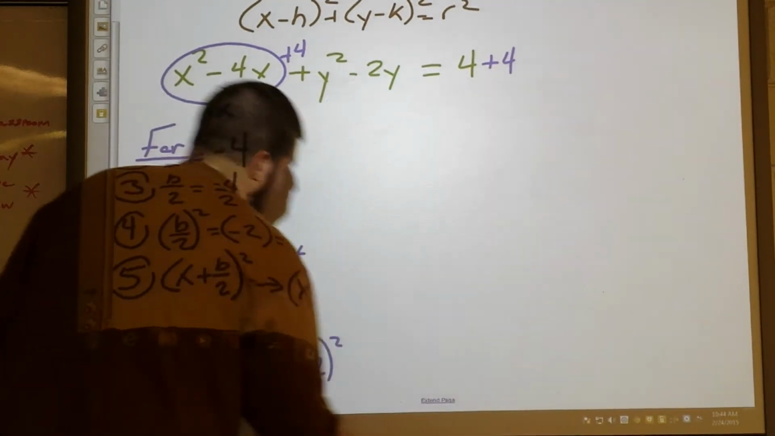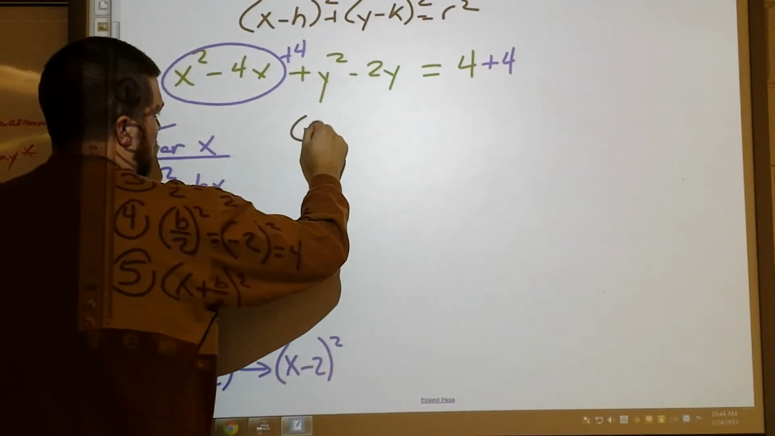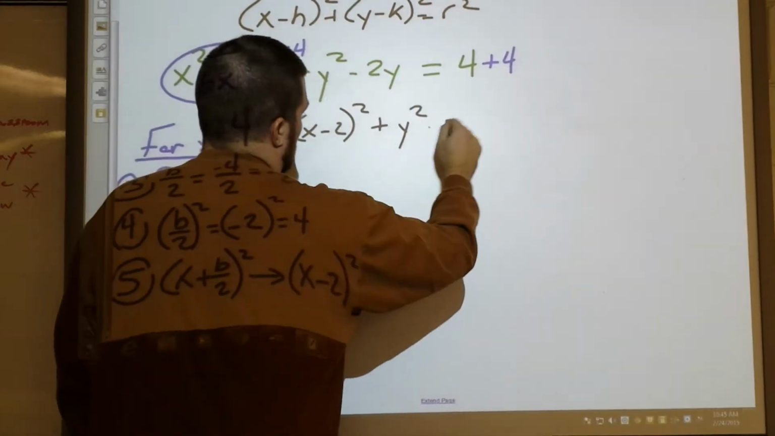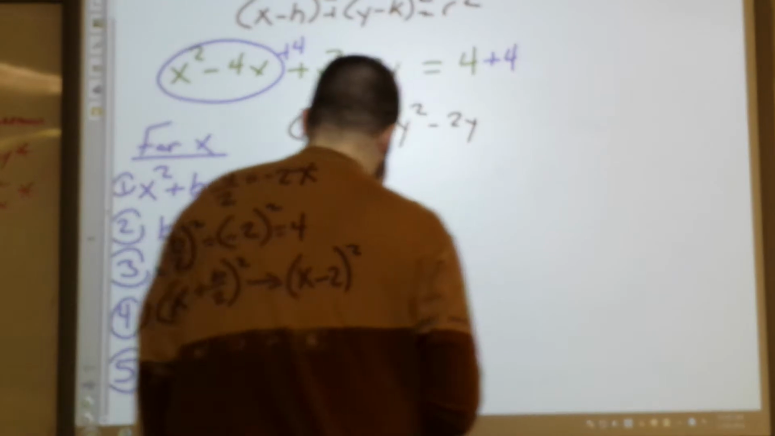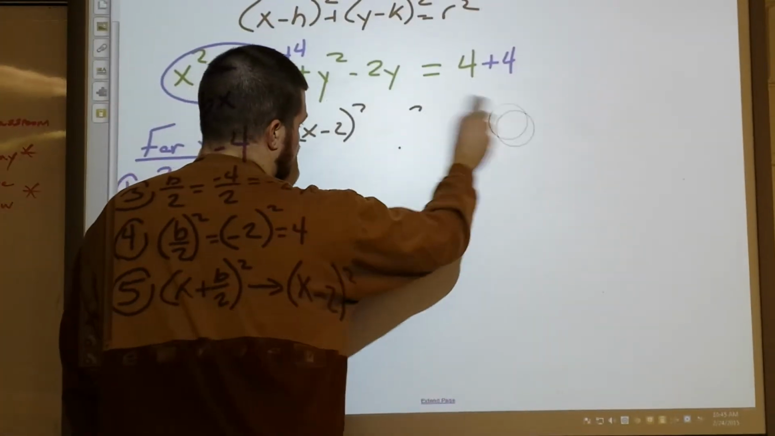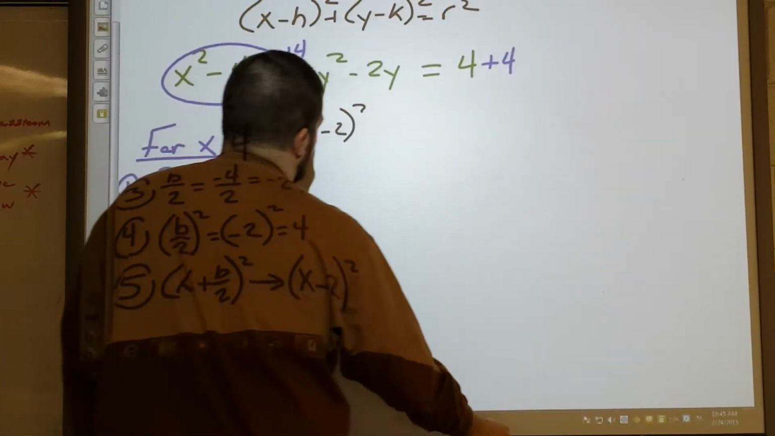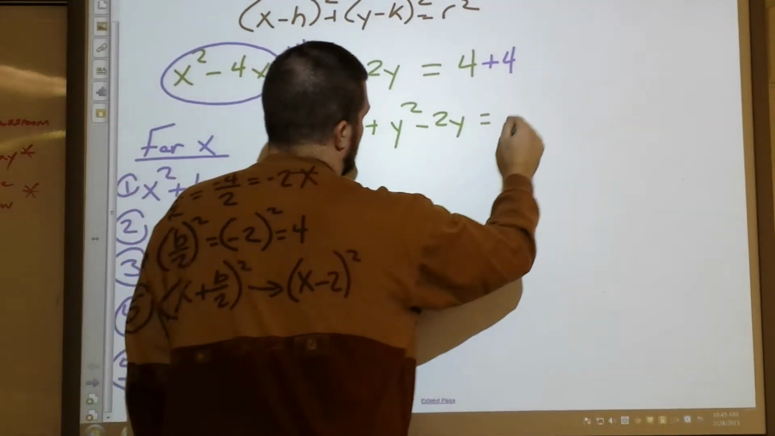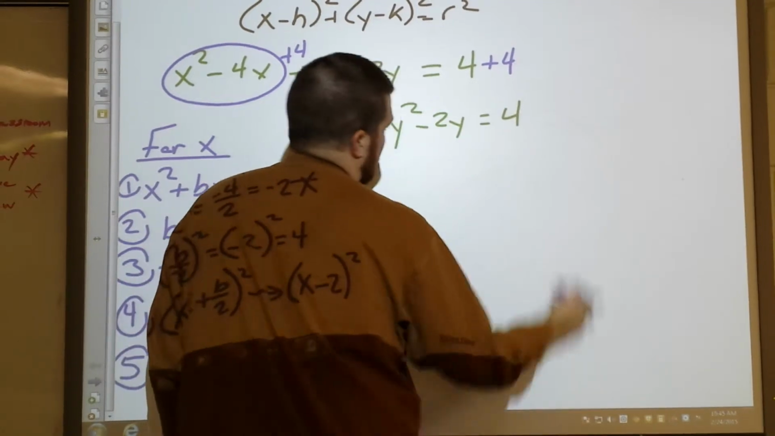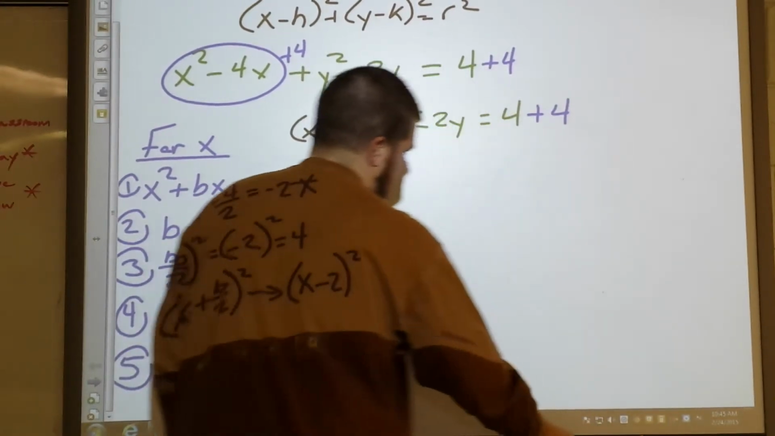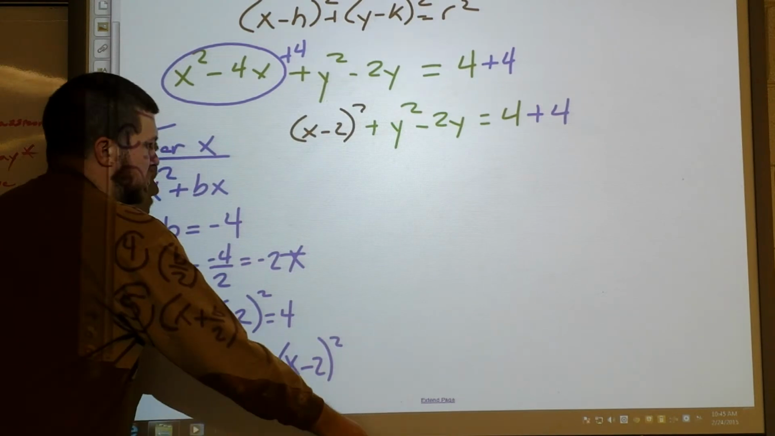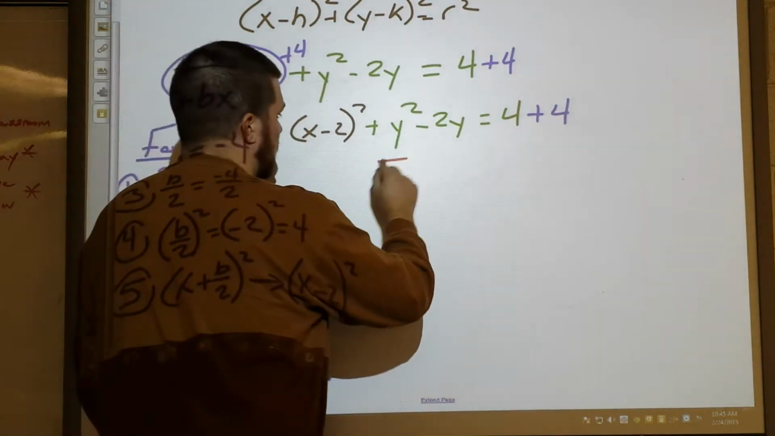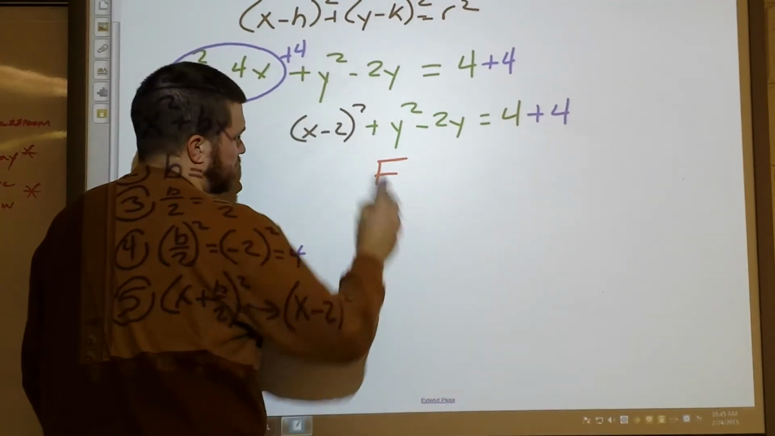So I have x minus 2 squared plus y squared minus 2y. Oops. I want to do that in green, sorry. So the part that I've done so far is in black. So plus y squared minus 2y equals 4 from the original problem, and the plus 4 I just added, doing the x's. Now what I'm going to do is do the exact same process, but this time I want to do the y's. So for y, give myself a little more room.